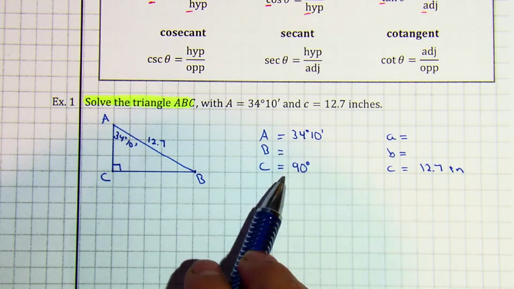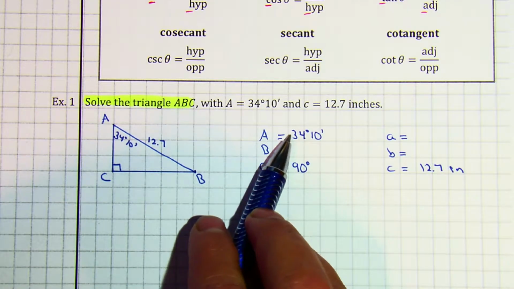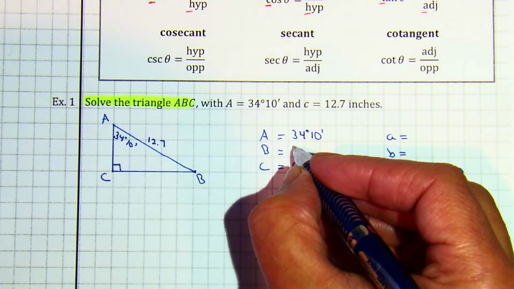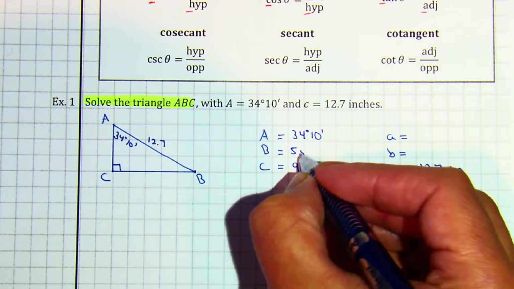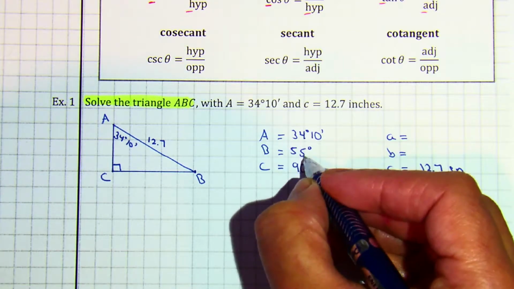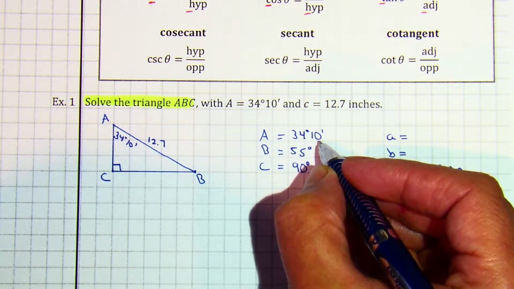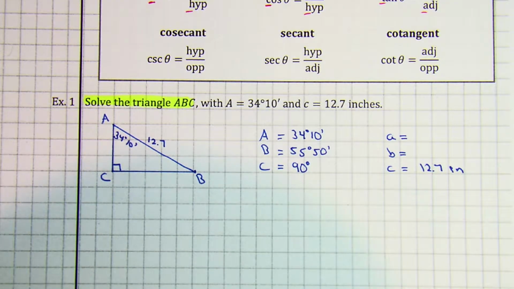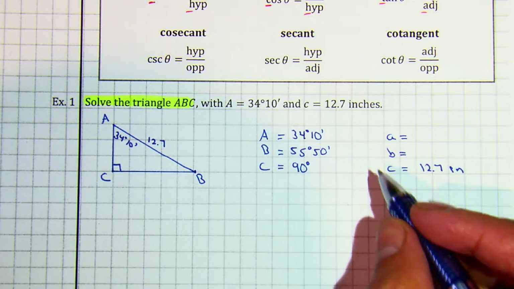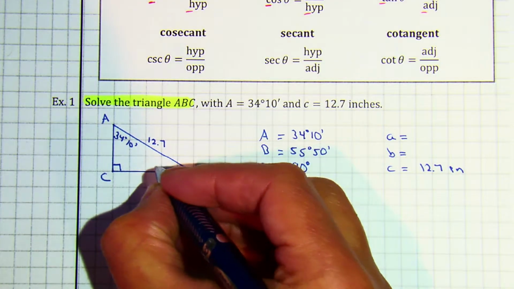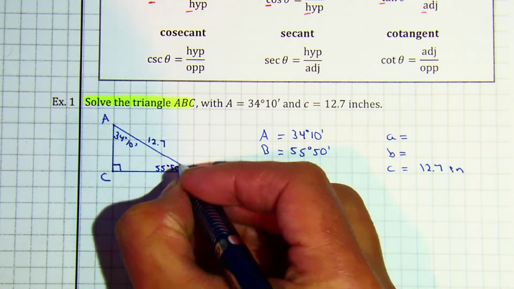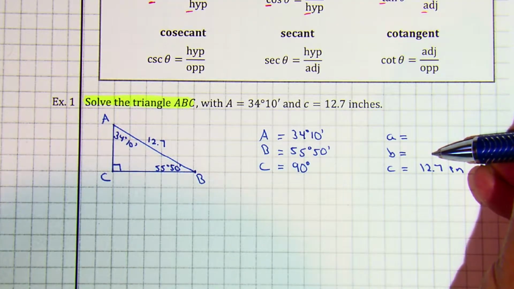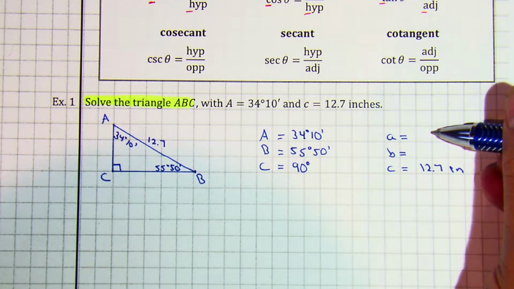We know that all three angles add up to 180, or those two are equal to 90. So therefore, this should be 55 degrees, because that gives you 89. And what do I need to do to get to 60 minutes? 50 more. And now this is 55 degrees 50 minutes. You need to decide whether you want to find A or B first. So let's find A.